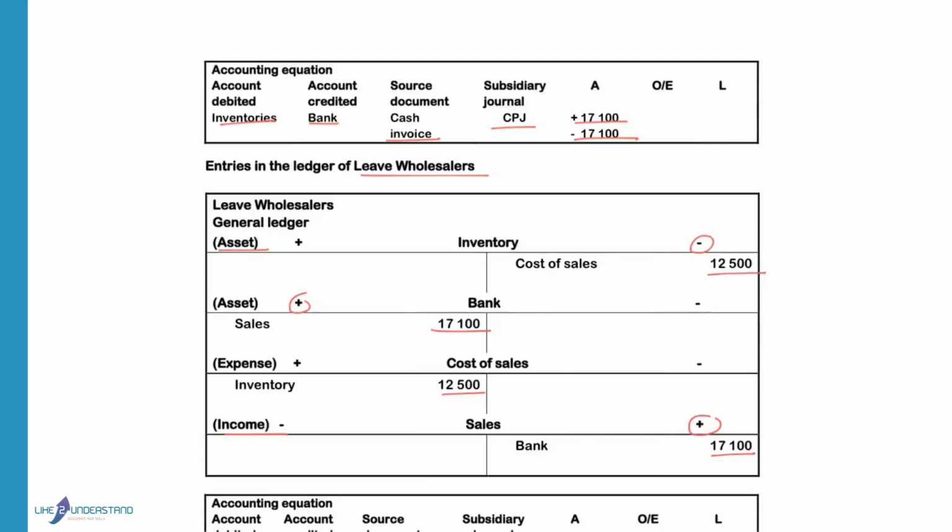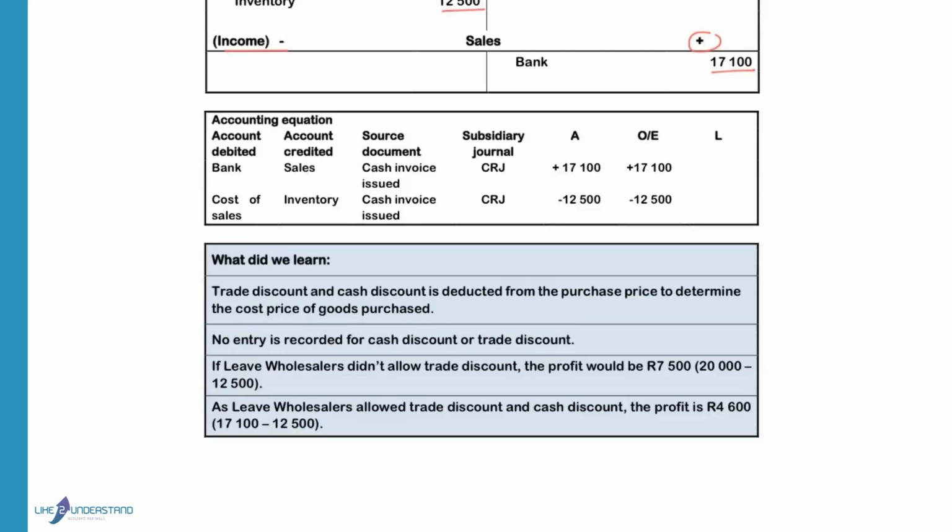If we look at the entries in the accounting equation, we have to complete 2 double entries in the accounting equation as well. The first double entry will be at sales price to indicate that the bank increases assets with 17,100, the money that the business received. Sales is the income that will increase the profits with 17,100, and a cash invoice is now issued. The money is received immediately, so it's recorded in the cash receipts journal.